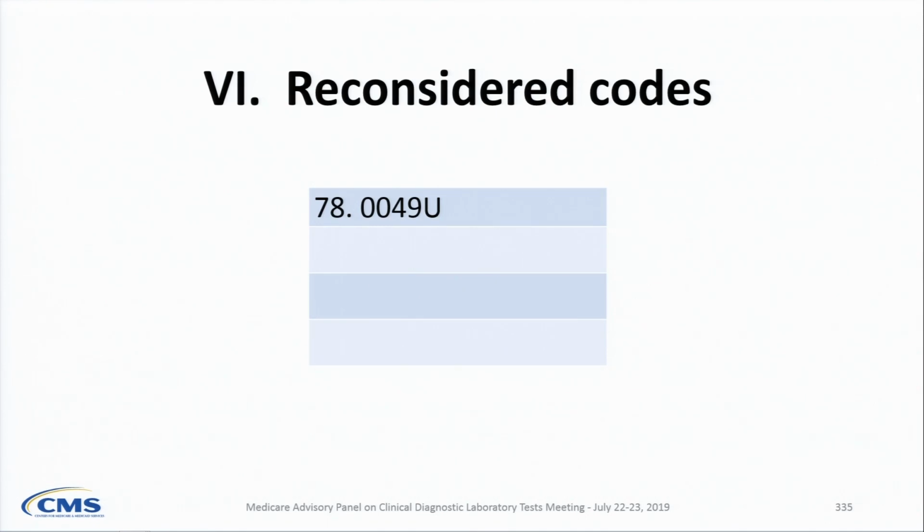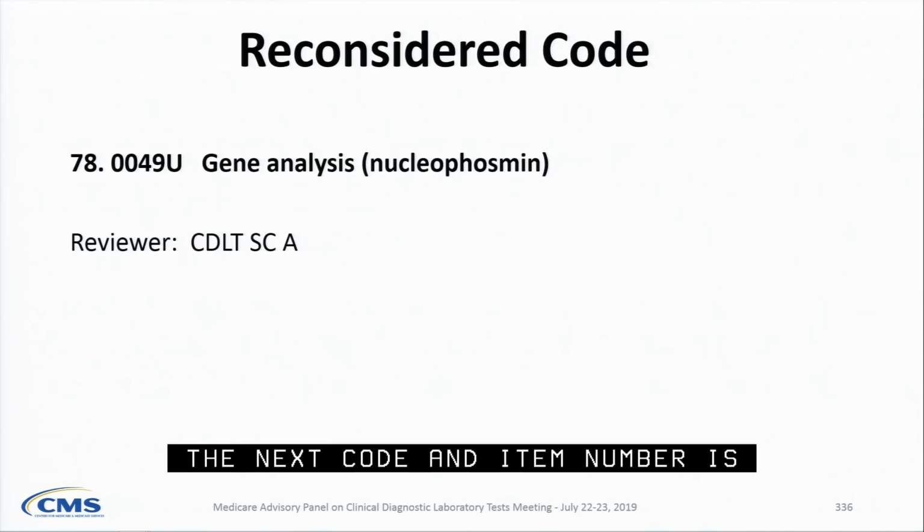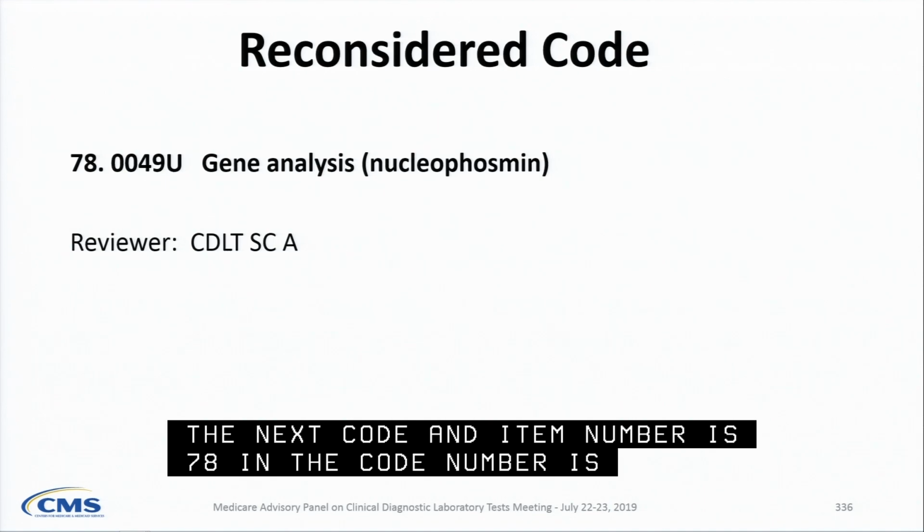So the next code and item number is 78, and the code number is 0049U. This is a gene analysis code, and I'm going to turn this over to Subcommittee A, Dr. Bossler.